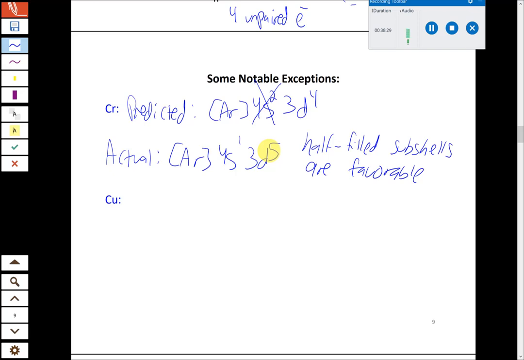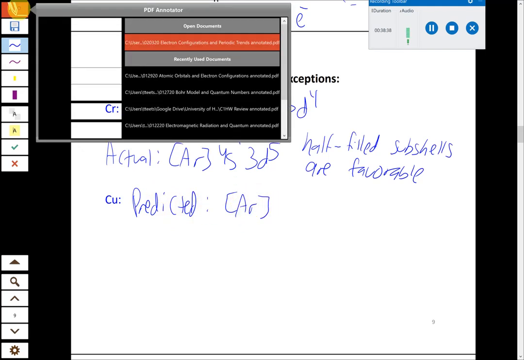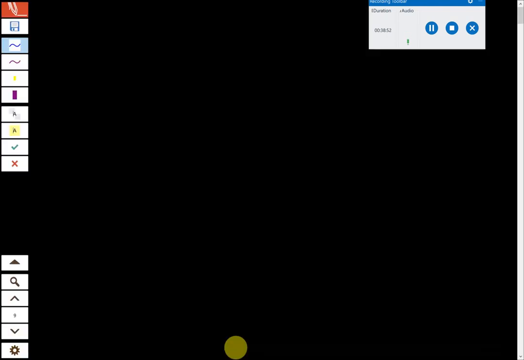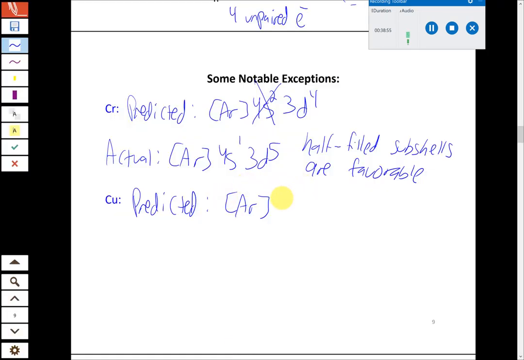Okay? And then if we go to Cu, which is copper, we have a similar situation. The predicted configuration is going to be, we have still the same argon core. If we go and find Cu, it's over here on this side of the D block, so it's going to be argon core, 4s2, 3d, 1, 2, 3, 4, 5, 6, 7, 8, 9 takes us to Cu. Okay? So we predict this configuration, 4s2, 3d9, but again, that's not quite right for us.